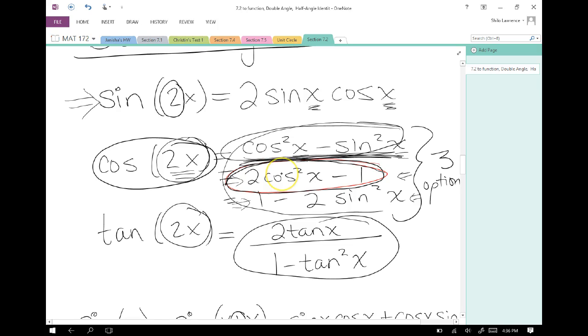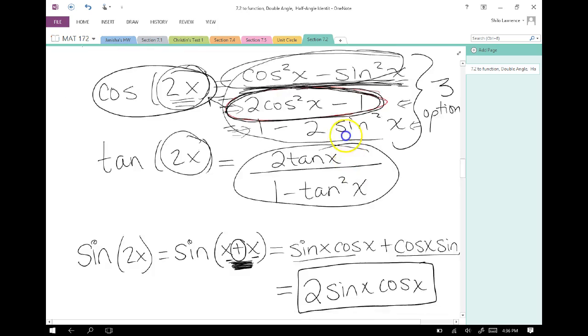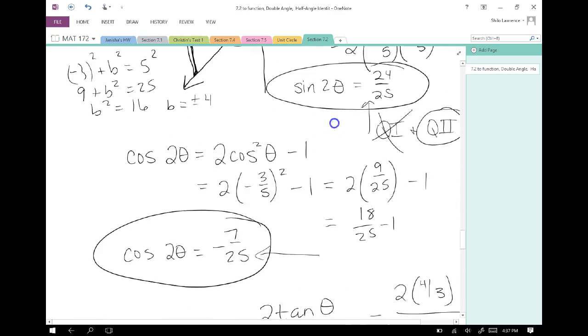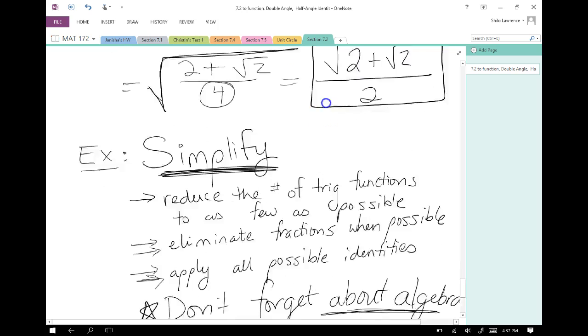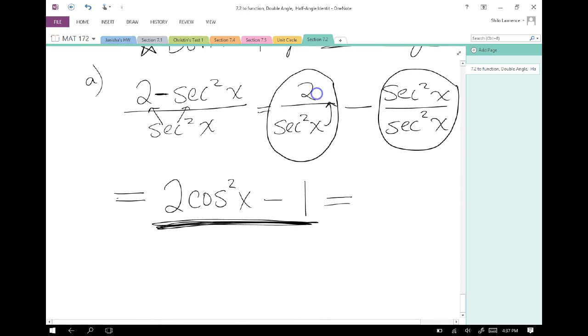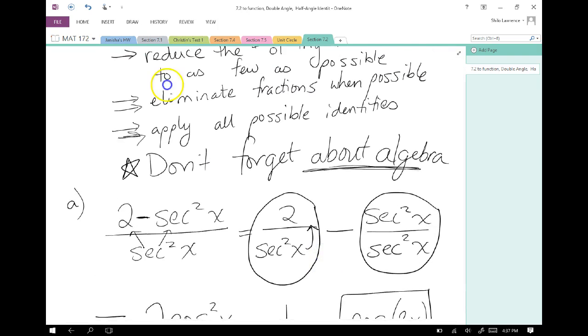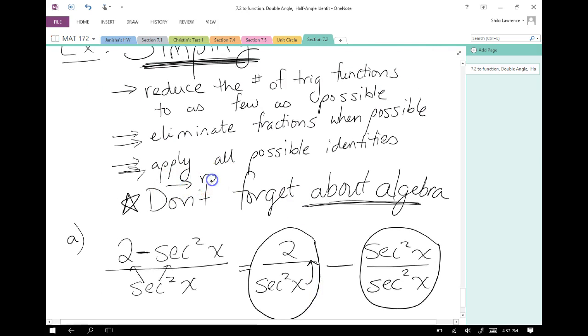We want to do that because it simplifies our expression. It takes something that has 2 terms in it and replaces it with something that only has 1 term. So that does simplify it. Reducing the number of terms, I should add that to my list, also helps to simplify. So this is cosine of 2x. So we also want to reduce the number of terms when possible.